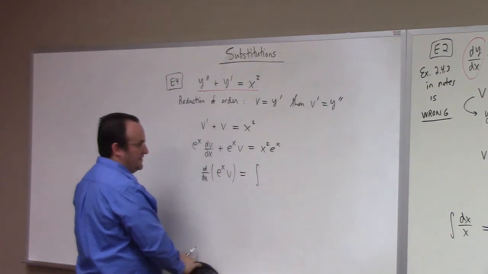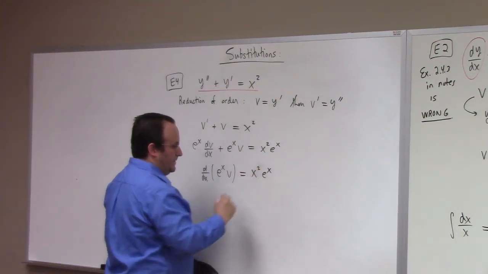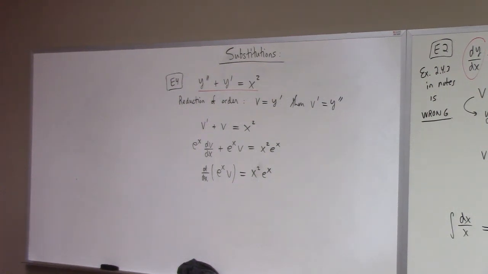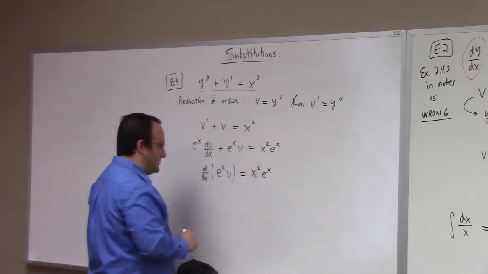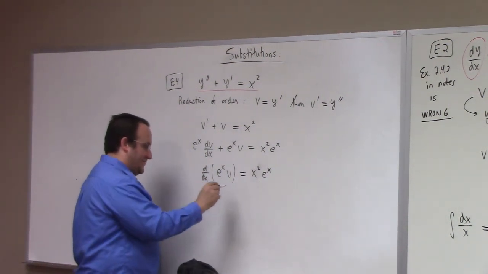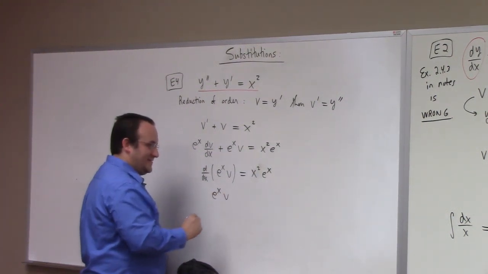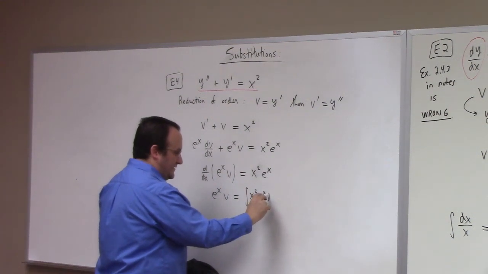Oops, no integration yet, right? Here I'm just doing a reverse product rule. This time, Nathan, I think that we can't do separation of variables because the v and the x are not really in any way intertwined. Let's see here. Equals the integral of x squared e to the x dx.